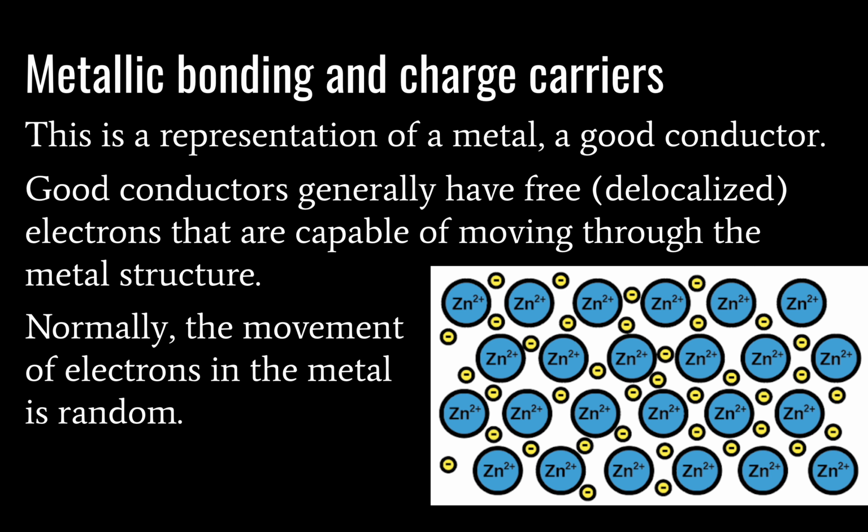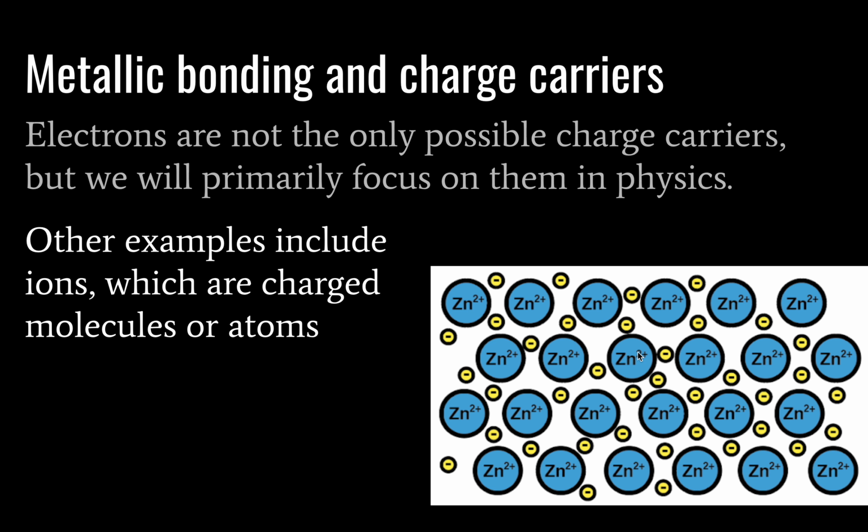Okay, normally, in the absence of an electric field, the movement of these electrons is random. So you could imagine this electron moving this way. Imagine a little arrow there for velocity, and this one might be moving this way. They're all moving in all different directions. So just kind of flowing around the positively charged ions, which are attracted to them. Oops, I've got a little animation problem here.